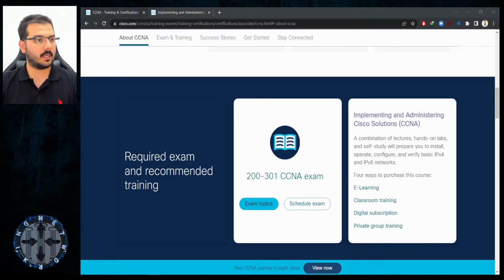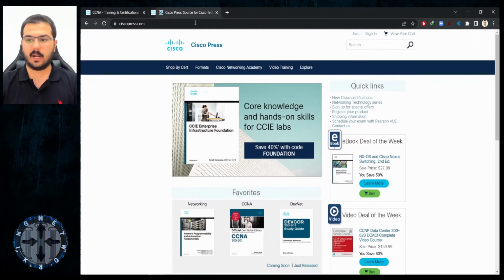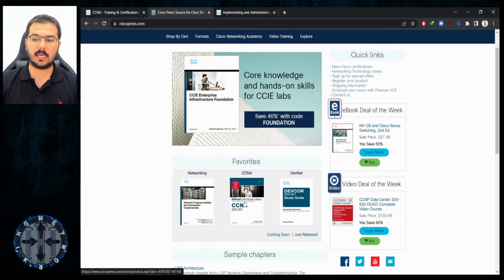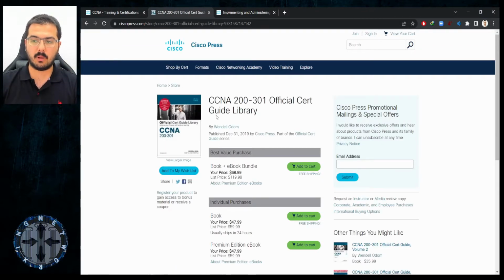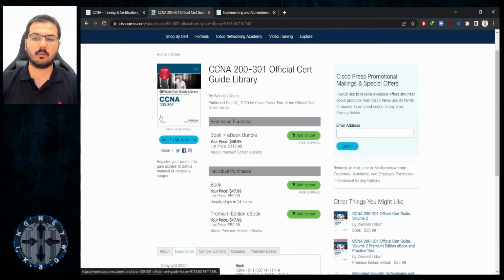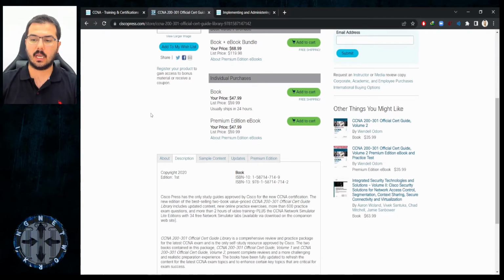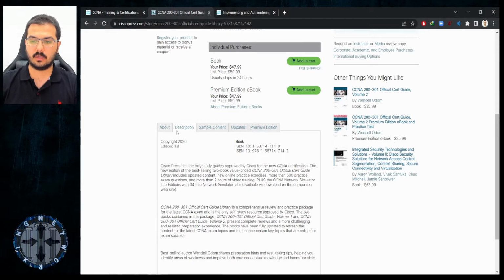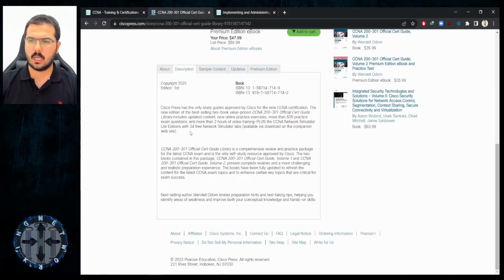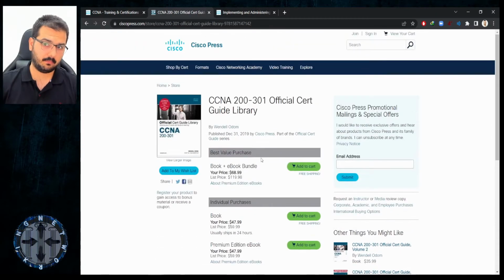Another way, go to Cisco Press, and on Cisco Press you will find something called Official Cert Guide Library of CCNA. Click on that and you'll find a couple of books, a bundle, which is volume 1 and volume 2 of that official cert guide. Yes, it's a cert guide. This is volume 1 and volume 2, totally more than 1,600 pages, something like that, to prepare you.